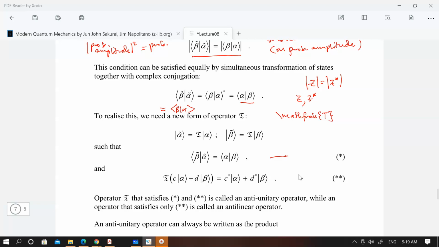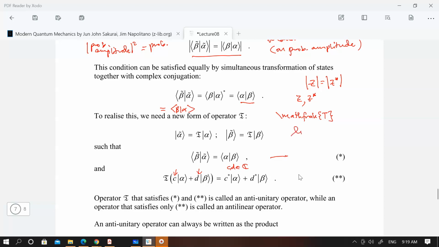Another condition is that one requires the action of this time reversal operator to act on this superposition, where C and D are complex numbers, C and D in the complex numbers. So what's going to happen if we do that? The action on this is that your complex number gets conjugated, and then the other thing is just like your linear case.